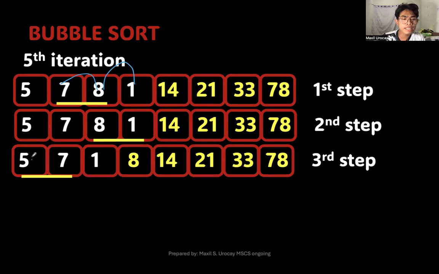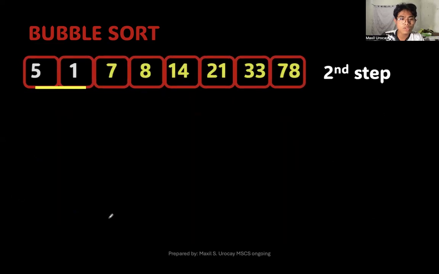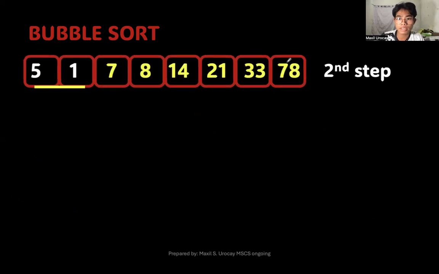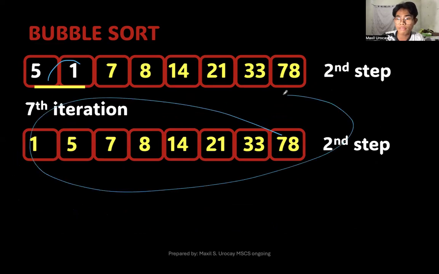Now 5 and 7 for the sixth iteration. There's no need to swap them. That is for the sixth iteration, and 7 and 1 is the second step. So 7 and 1, we have to swap them. That is how it works for the second step. For the last iteration, we swap the two. That is how it works, and they are already sorted for the seventh iteration.